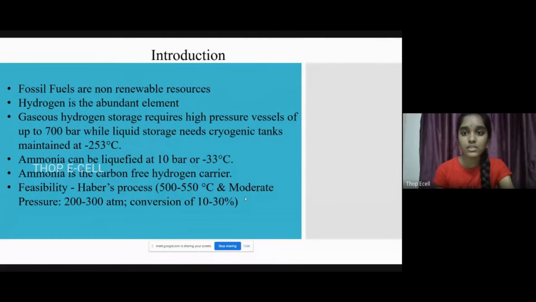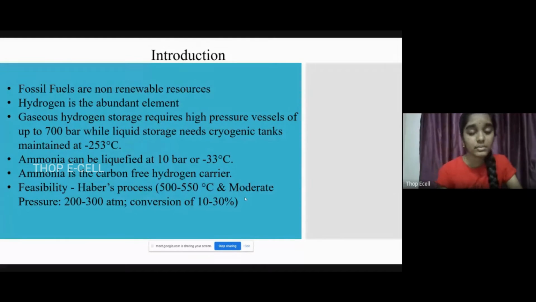Now, when it comes to the storage of hydrogen, gaseous hydrogen storage requires high pressure vessels of up to 700 bar, while liquid storage needs cryogenic tanks, which have to be maintained at minus 253 degrees centigrade. You can understand it is highly cost intensive and requires a lot of energy. So now the researchers and industrialists come up with the idea of using ammonia. Ammonia can be liquefied at 10 bar pressure and minus 33 degrees centigrade.